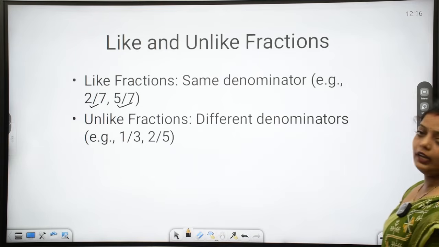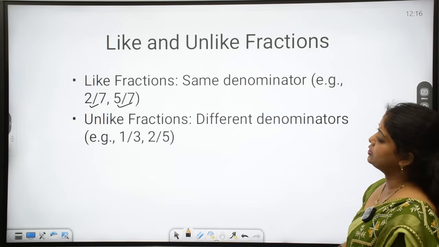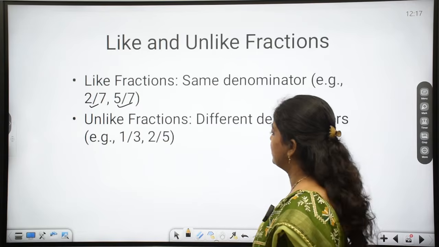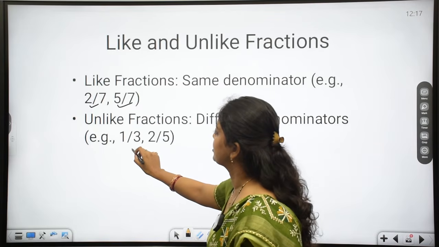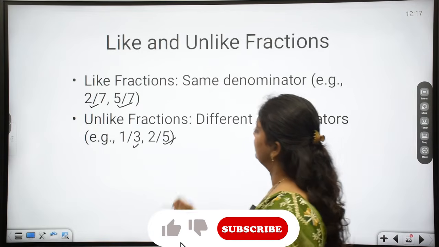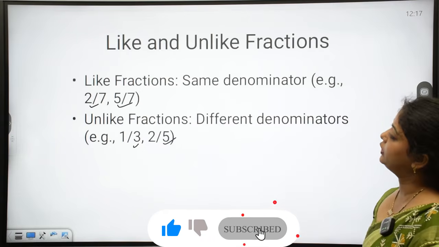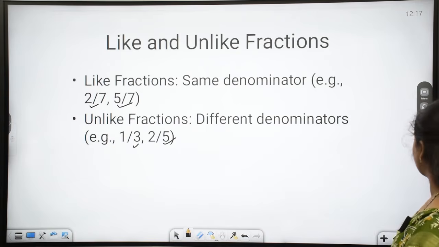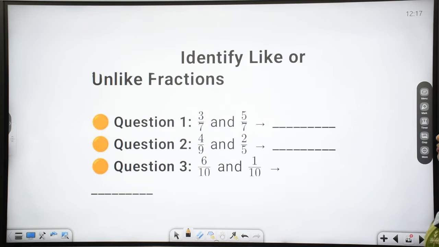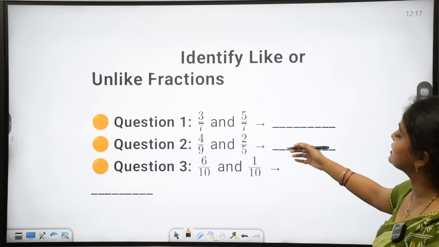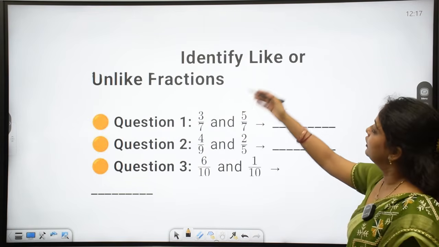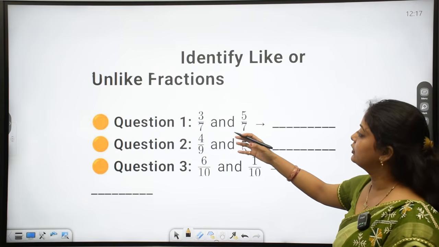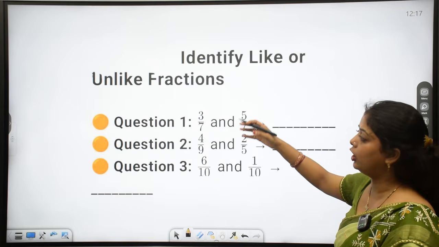Next one is unlike. Again, this is just opposite to it. Fractions which have different denominators are known as unlike fractions. Here 3 and 5 are written as denominators and both are different, so we will call them unlike fractions. Now let's do some examples, practice some examples. We have to identify whether they are like or unlike. Simply, we will focus on the denominator.